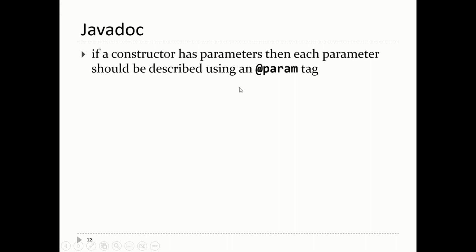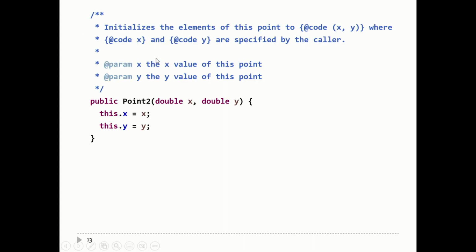Okay, so any parameters that your constructor has should be described using @param. When you describe your parameters, those go at the bottom of the documentation. This constructor has two parameters, x and y. So you document the parameters: @param, the name of the parameter, and then the description of what the parameter is. The name x refers to the x value of the point, and the name y refers to the y value of the point.